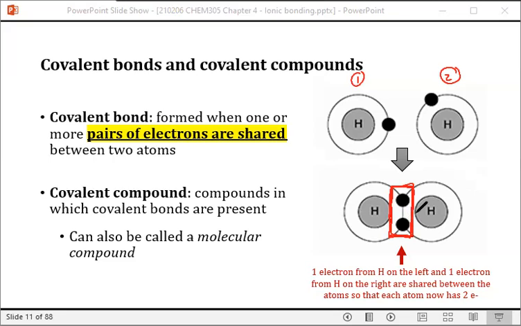And because the electrons are shared, it pulls those 2 hydrogen atoms really close together. They're attracted to each other so they can share those electrons. And that's called a covalent bond. And when atoms are brought together with this type of bond, it's called a covalent compound. We also call this a molecular compound.